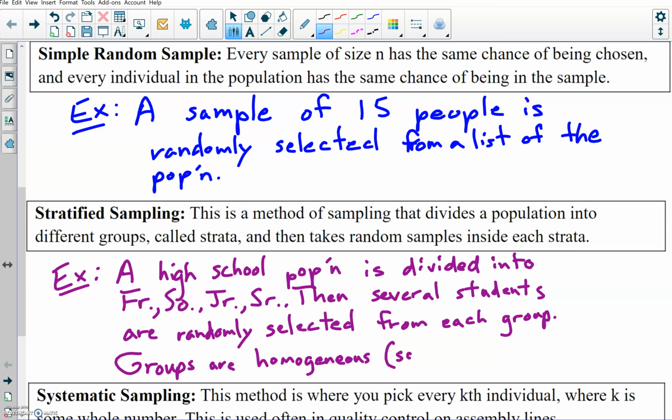There's something special about each group. So in this case, what makes each group special and distinct? One group is all freshmen, one group is all sophomores, one group is all juniors, one group is all seniors. But as you're going through the homework and asking yourself, is this strata, stratified? You want to think, are they breaking into smaller groups, and are they taking a little from each group? And if they're doing that, then it's going to be stratified.